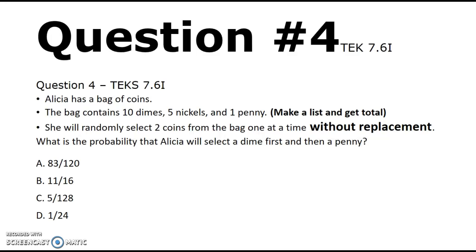Question number 4. Alicia has a bag of coins. The bag contains 10 dimes, 5 nickels, and 1 penny. Make a list and get a total. She will randomly select 2 coins from the bag one at a time, without replacement. What is the probability that Alicia will select a dime first and then a penny? A, 83 over 120, B, 11 over 16, C, 5 over 128, D, 1 over 24.